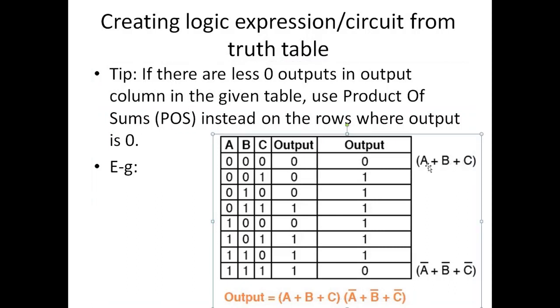Sorry, this is in reverse. This should be A bar, B bar, C bar, and this should be A, B, C, and you are going to get the output as 0. Now apply an AND gate between them, meaning simply multiply these two logic terms together and you are going to get your output.